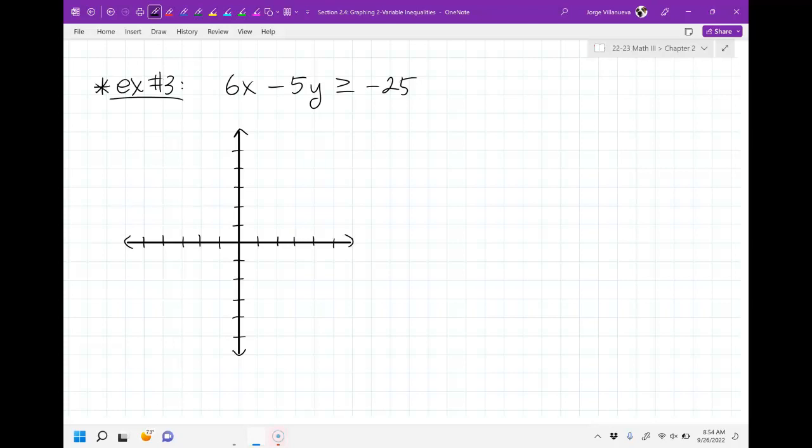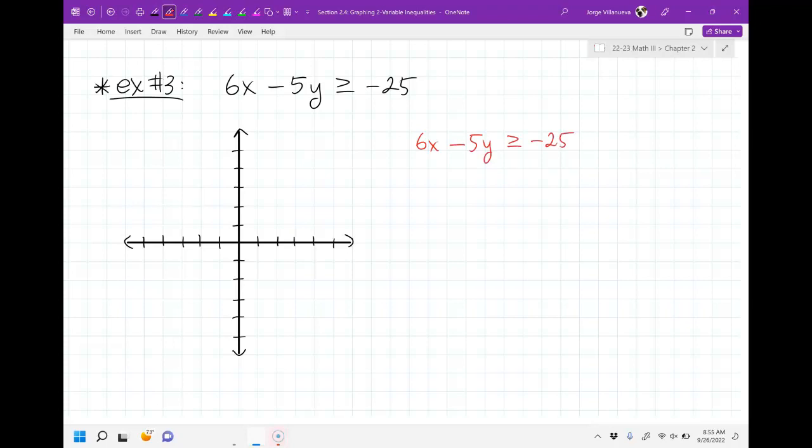So there's a lot of little tricky things to this one, so I wanted to show you one that's kind of weird. All right, so I cannot just start saying M and B are this because it's not solved yet, right? So I got to solve it for y. So let's do that. 6x minus 5y is greater than or equal to negative 25.